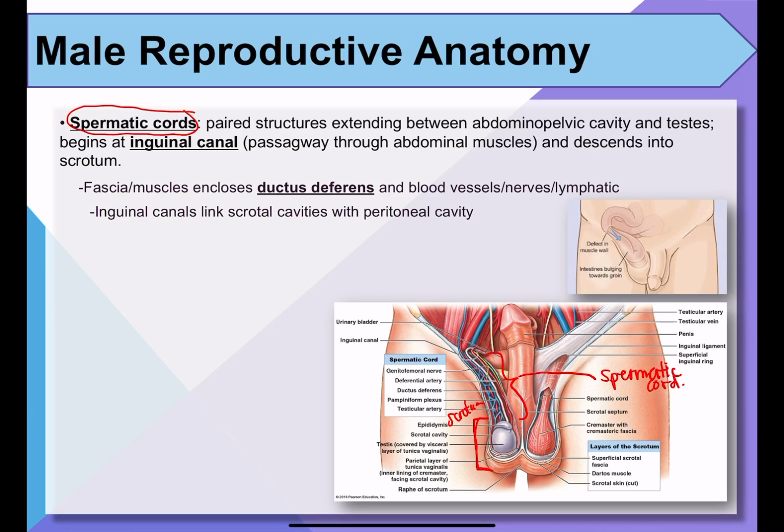Okay. Now it will lead from the testicles up into the abdominopelvic cavity, which is this area right here in the back. Okay. There's a passageway through the abdominal muscles called the inguinal canal, which is a little tiny opening around right here that will allow for the blood vessels and all those different ducts to go through.